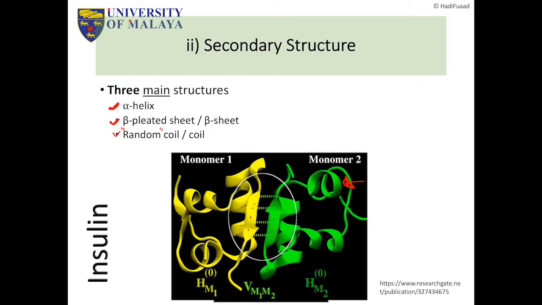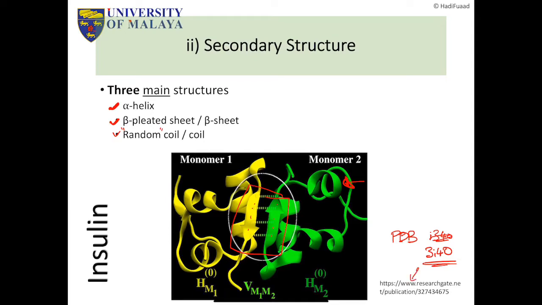Okay, so the structure down here shows insulin. So when you have two monomeric insulin joined together, this secondary structure actually forms. So if you just look at the PDB value of insulin, which is 3I40 or 3F40, okay, if you download it and look at the structure, there is no beta sheet structure in insulin.